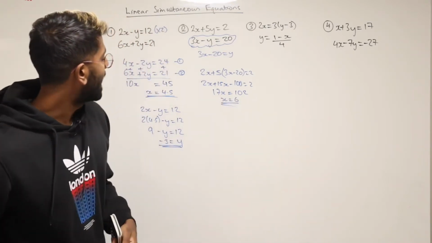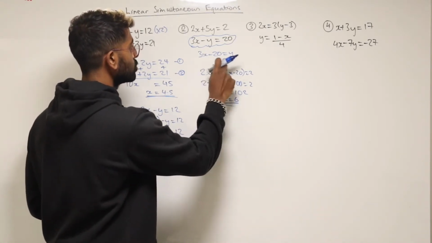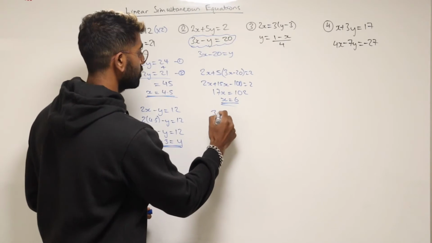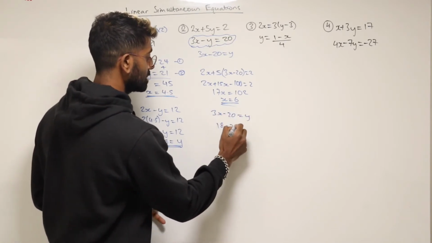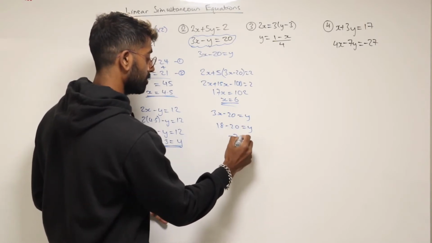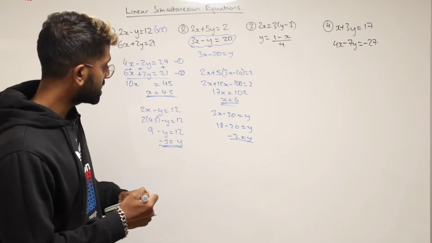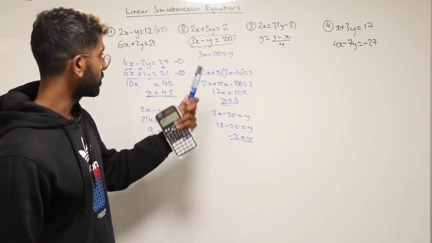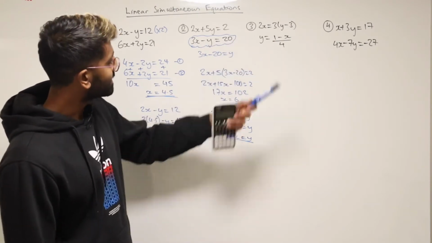There we go. And then we now need our y value. So to get that, let's sub it back into this one over here. So we've got 3x minus 20 is equal to y. 3 6s, that's 18. 18 minus 20 is minus 2, so y is equal to minus 2. And again, you can take that, go and sub it back into both of those to make sure that it actually works. Now, number 3, it doesn't look ideal.